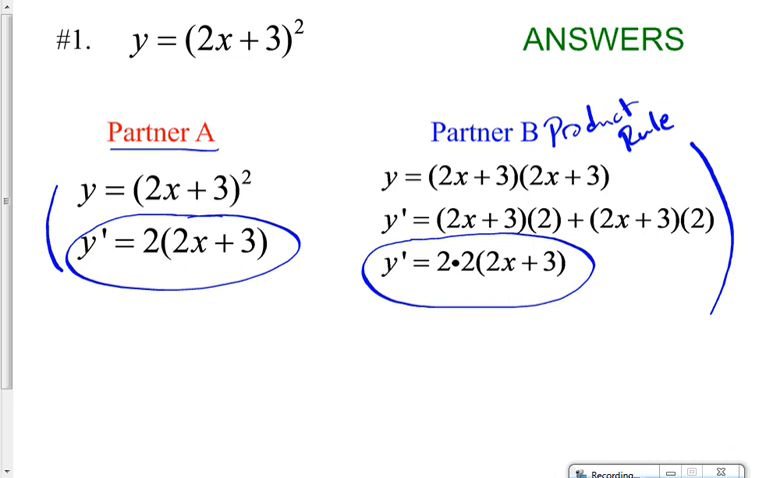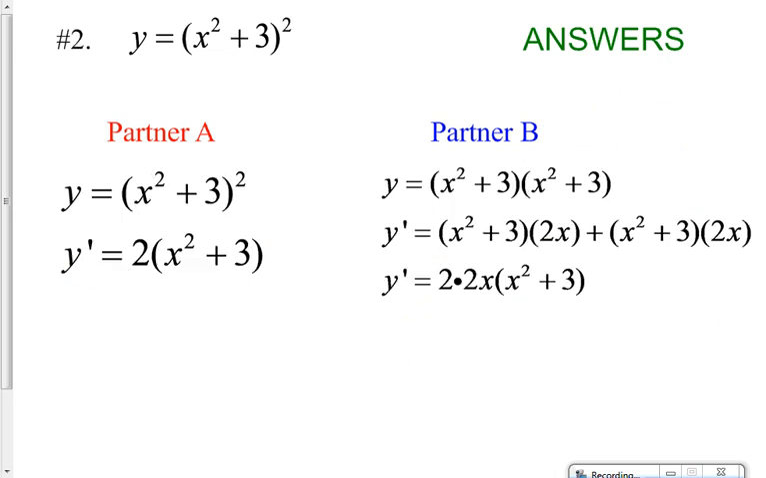They both have a 2x plus 3, but the one that did power rule had something extra. Okay, we'll talk about that as we move on. Is that okay? Is that consistent with what you did? Let's go to problem 2.